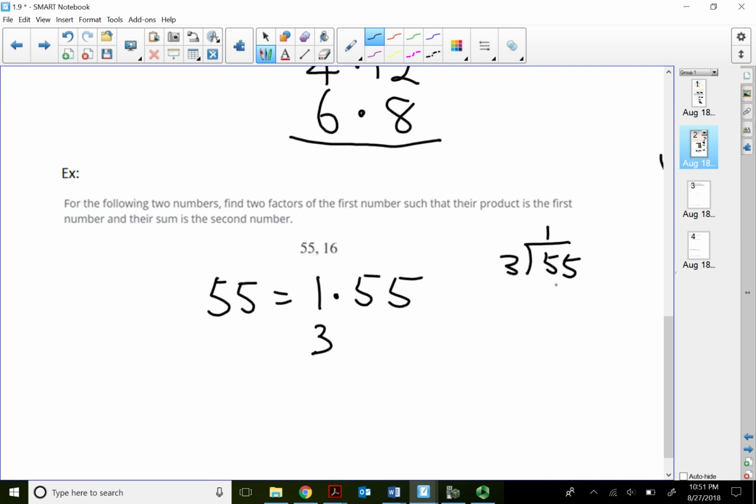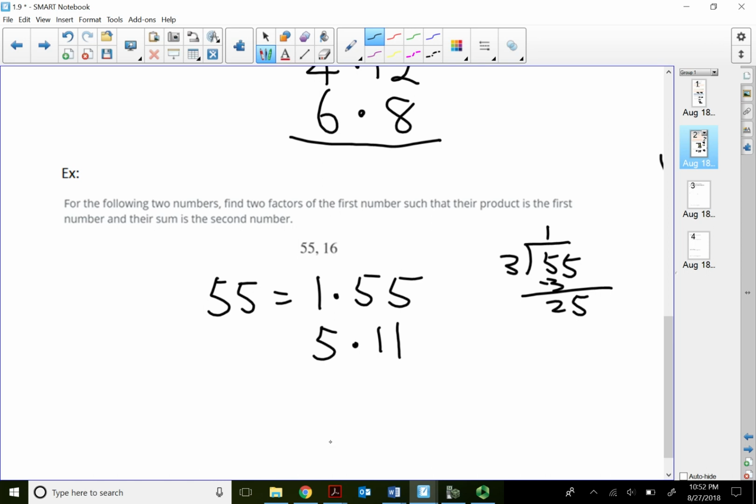3 goes into 5 one time. Subtract, that's 2, bring down the 5. 3 cannot go into 25 evenly, so 3 does not work. Plus, if you think about divisibility by 3, 5 plus 5 is not divisible by 3, so 3 cannot go into it. 4 is not going to work, because 4 times nobody ends with a 5. So the next one is 5. 5 times 11 is 55. The one after 5 you can try is 7, because 7 times 5 does end with a 5, but 7 still cannot go into 55, because 7 times 8 is 56, which is right over it.